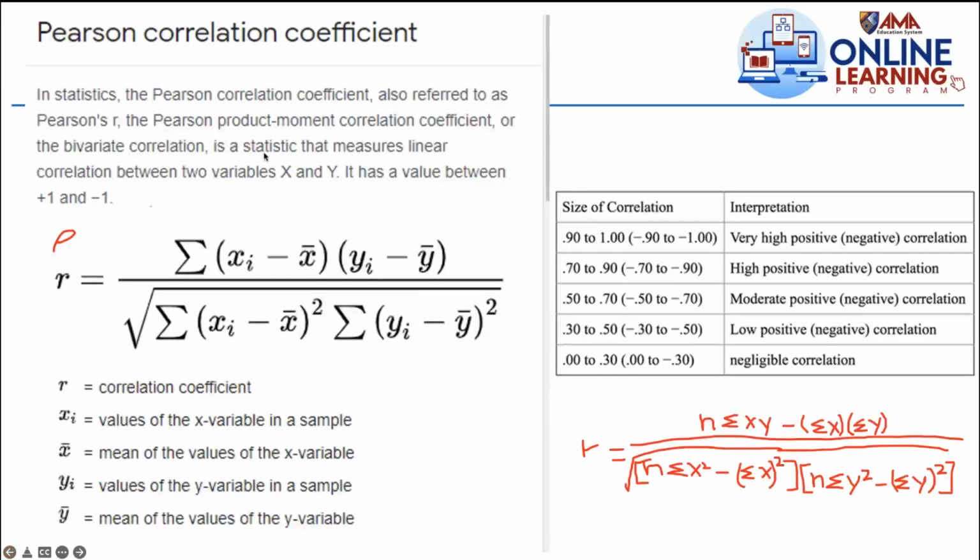So this one is a statistic that measures linear correlation between two variables, x and y. It is a value between -1 and +1. It's because it has to do with the slope: negative slope, positive slope.